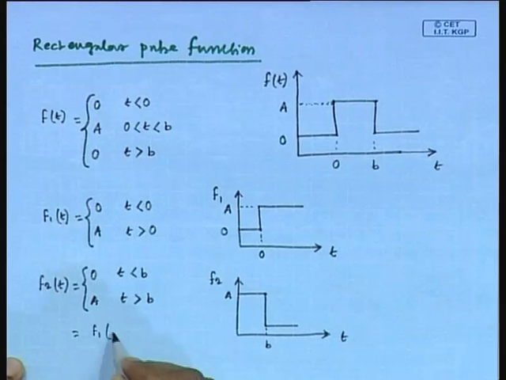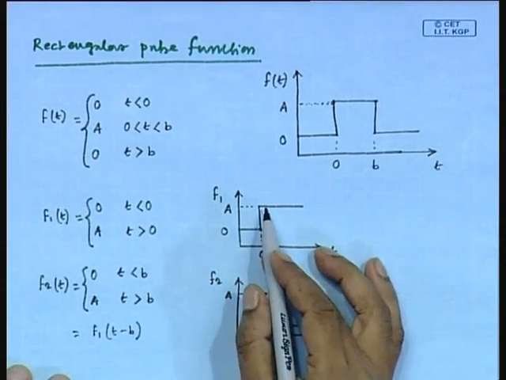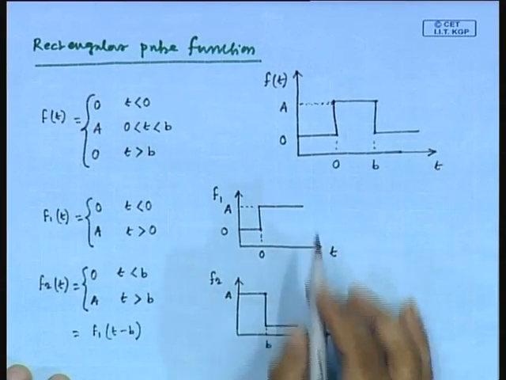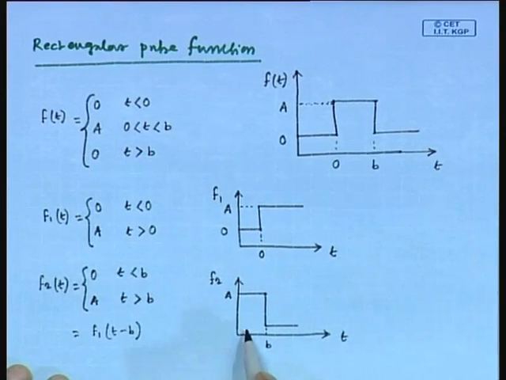That means this is f1(t − b). Here we are considering increasing the step, and here we are considering decreasing. The initial value is 0 and this quantity is a. In that way we can write f2(t) equals f1(t − b).